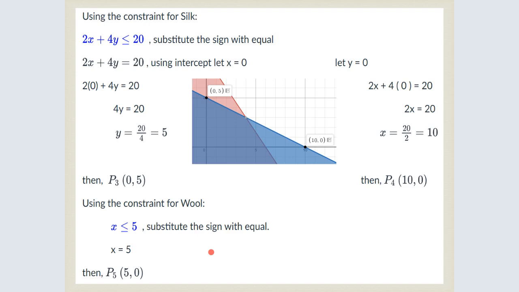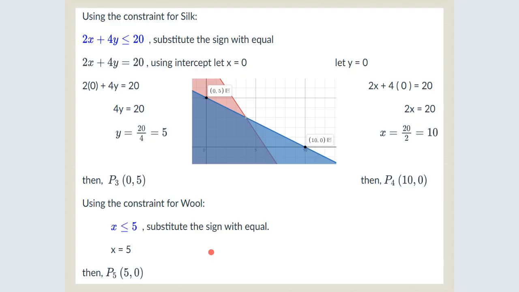Then the other one, if we let y is equal to 0, so 2x plus 4 times 0 is equal to 20. So 2x is equal to 20. Solving for x is 20 divided by 2, so that will give us 10. So the other point is (10, 0).